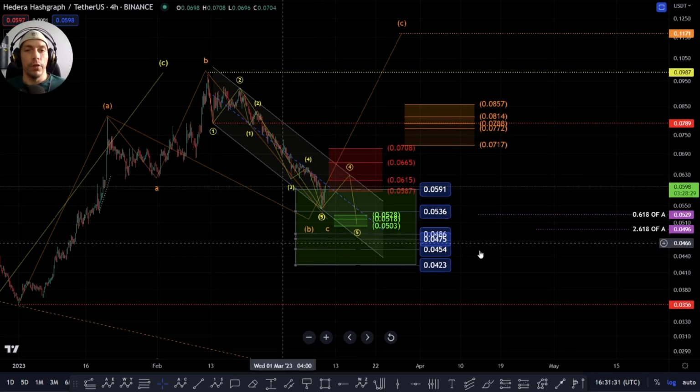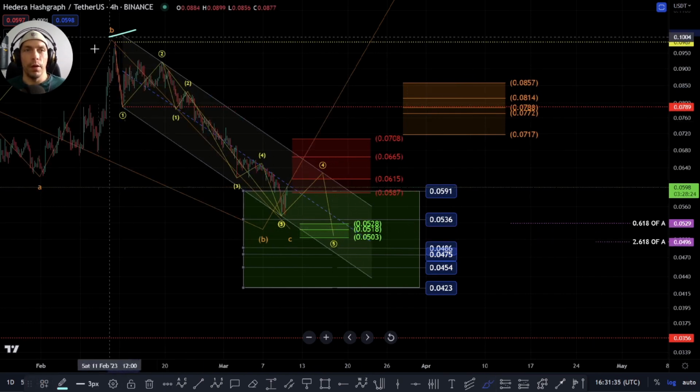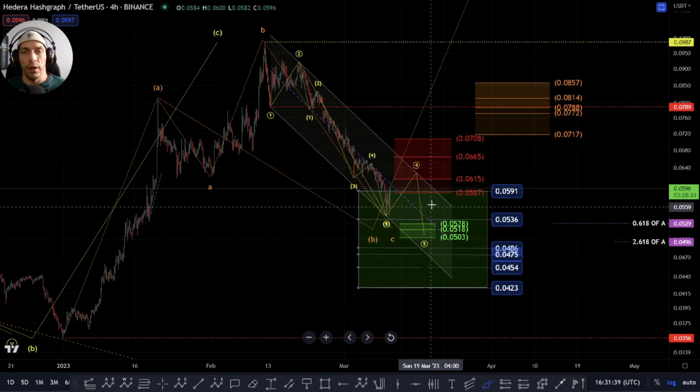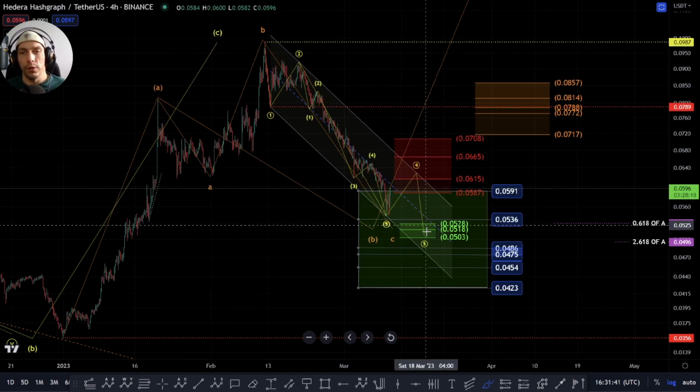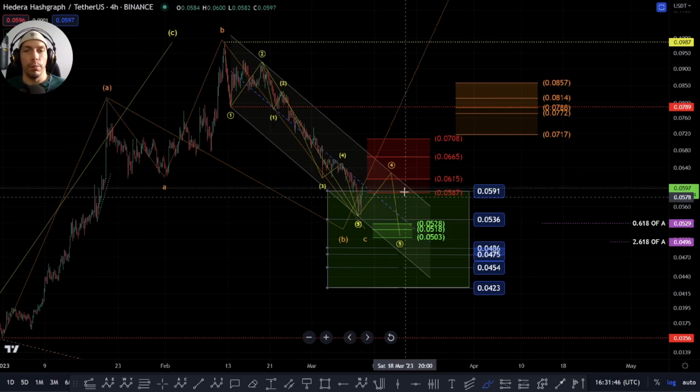Okay, so we've actually come down nicely into the zone that we're talking about. When we were at the top here, we were saying that we were potentially going to be looking for a move to the downside, deeper down into the support zone. So we've actually come into this zone, and we need to talk about some of the internal structures that are playing out here.